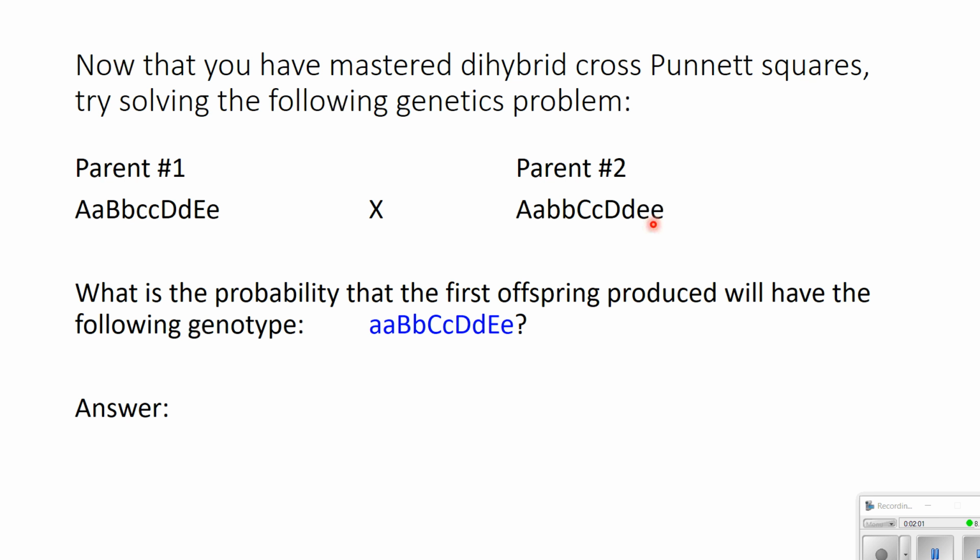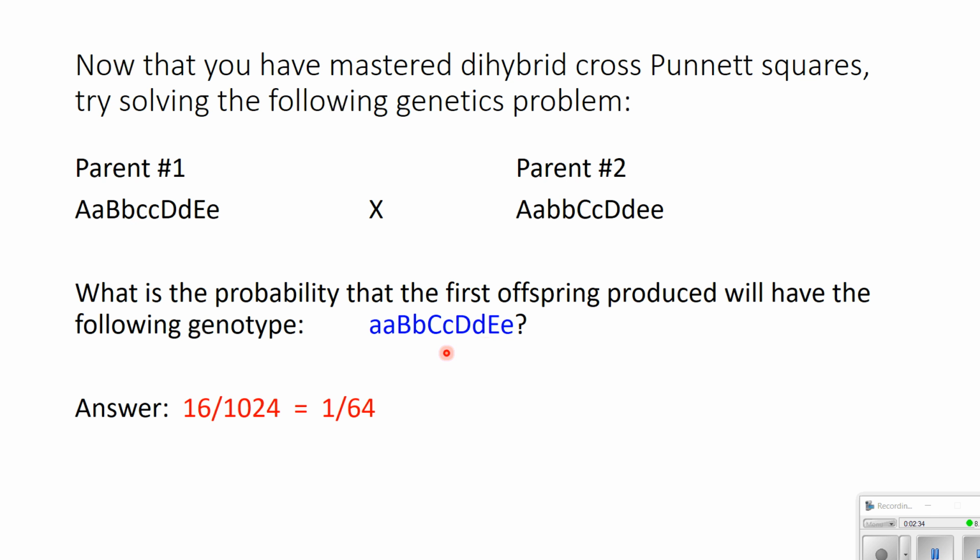So we're looking at 5 different traits. That's a pentahybrid cross. What is the probability that the first offspring produced will have this genotype? Now, the answer turns out to be a 1 out of 64 probability, or you could express it as 16 offspring out of 1,024 offspring would be expected to have this genotype.